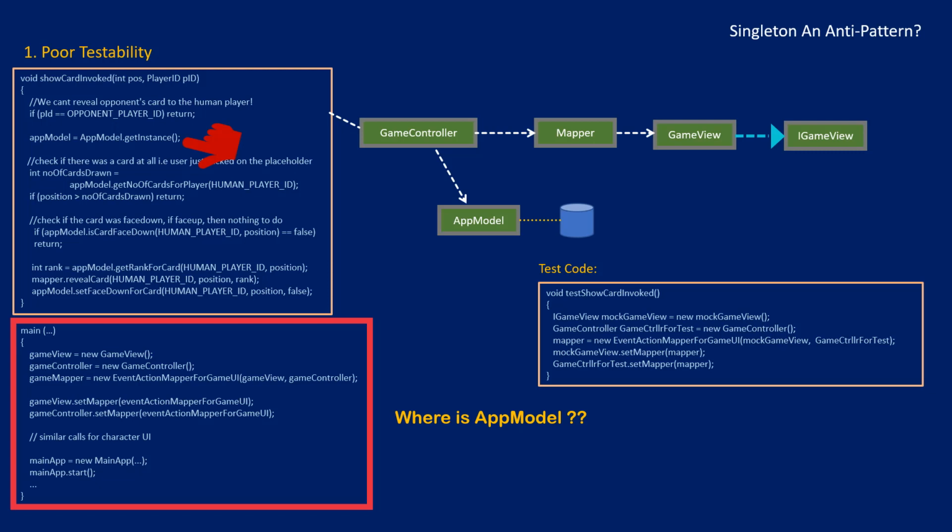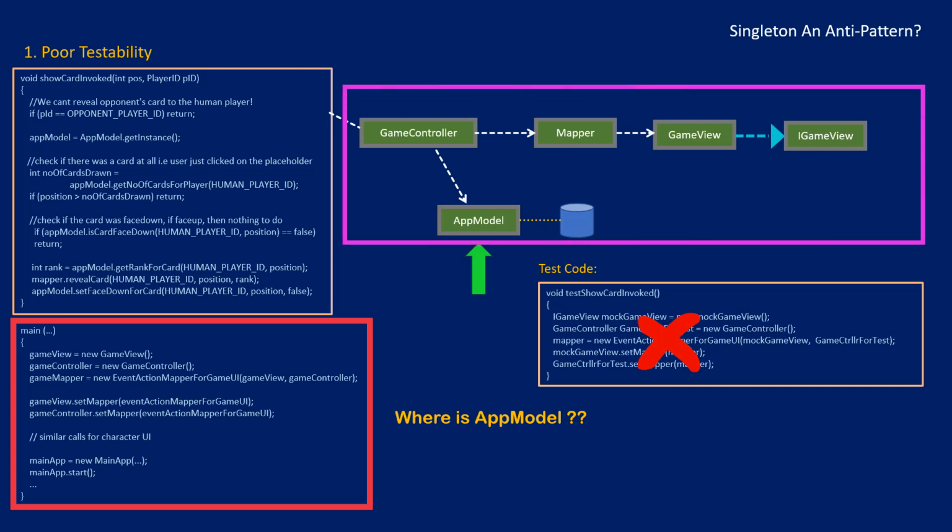So effectively, we have hidden our app model class from the tester who wants to unit test any of these classes. This test code is not going to work because internally it still expects the real app model object, which needs the real database to work with. This makes it almost impossible to test our controller class and nearly the whole application.